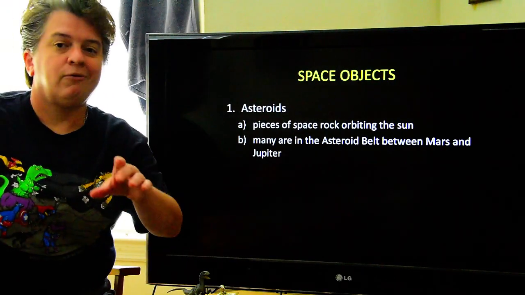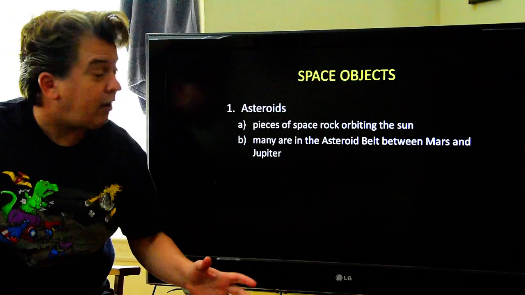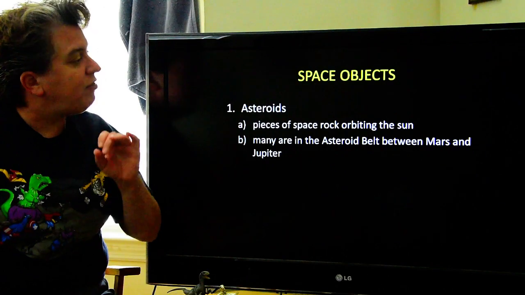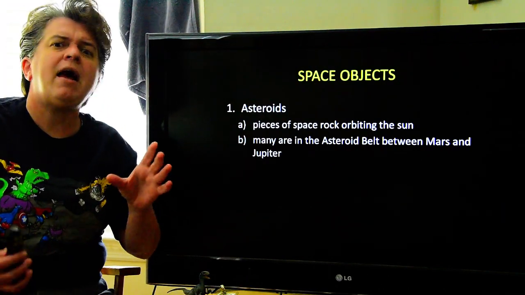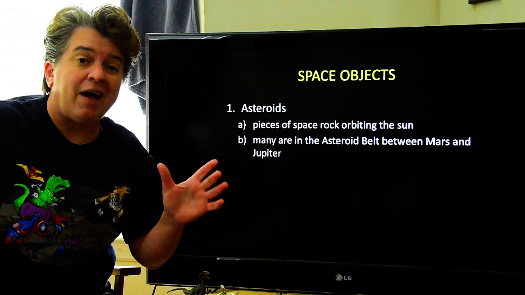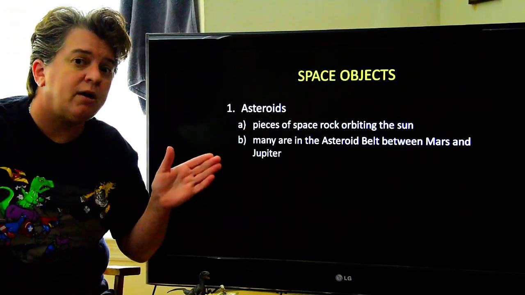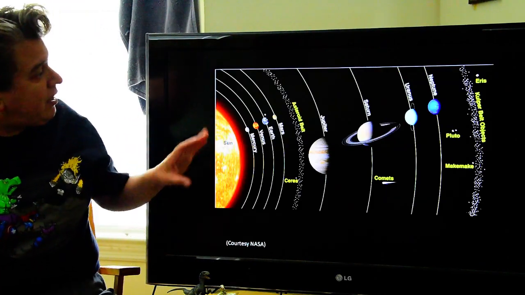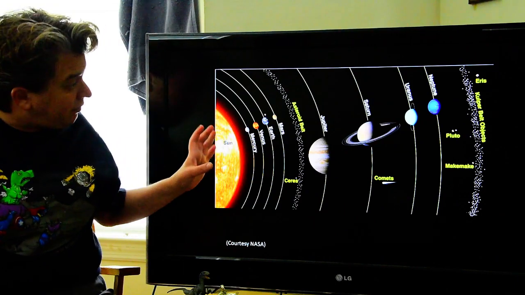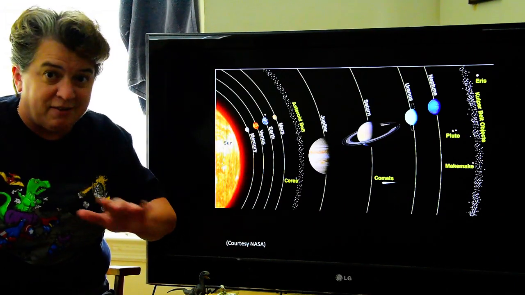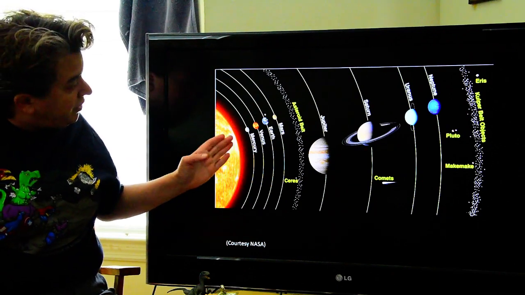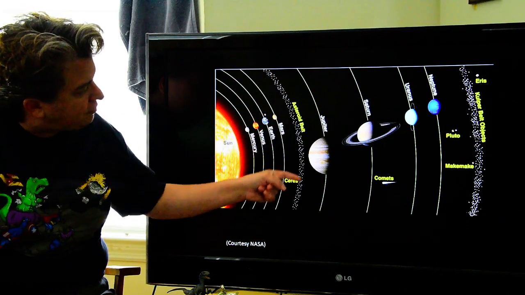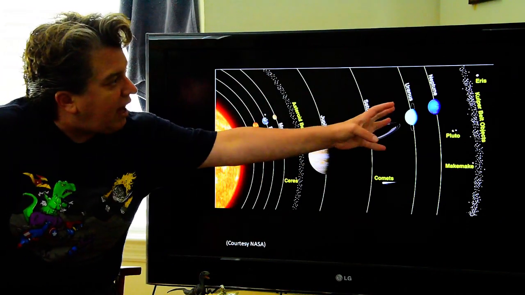But anyway, other than my favorite Atari game, asteroids are pieces of space rock orbiting the sun. And many of them are in an area called the asteroid belt that is between Mars and Jupiter. A whole bunch of them orbiting out there. So this is a basic diagram of our solar system, but this is not to scale. And you can see here are the inner planets, Mercury, Venus, Earth, and Mars. There's that asteroid belt, and then we get to the outer planets.